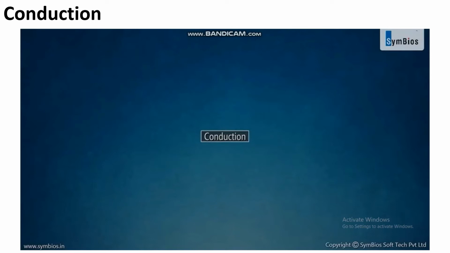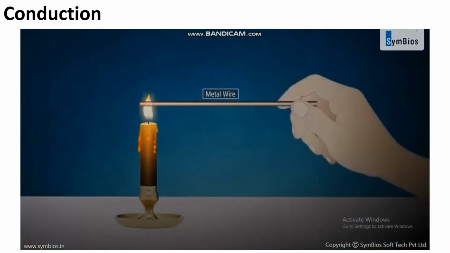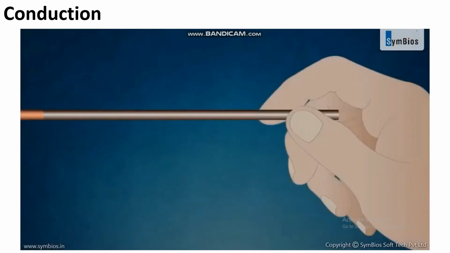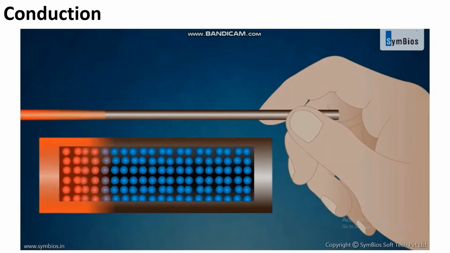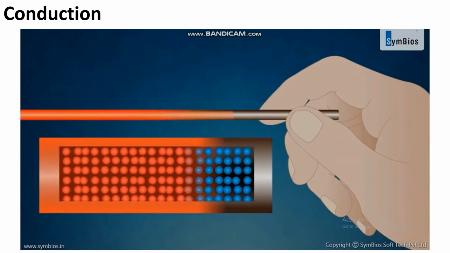Conduction activity. Light a candle and heat one end of a metal wire. You will notice that after a few minutes, the wire gets warm and the temperature rises to an extent where you cannot hold the wire anymore. This is because the heat travels through the wire. The heat passes through it due to vibration of atoms within the wire.